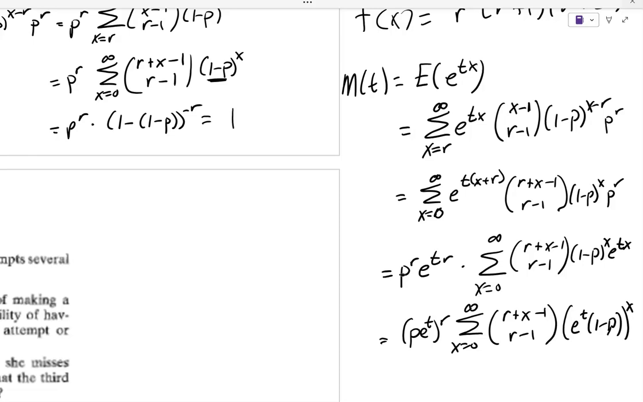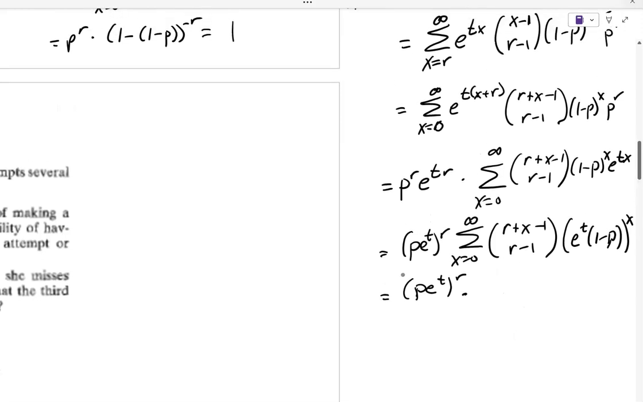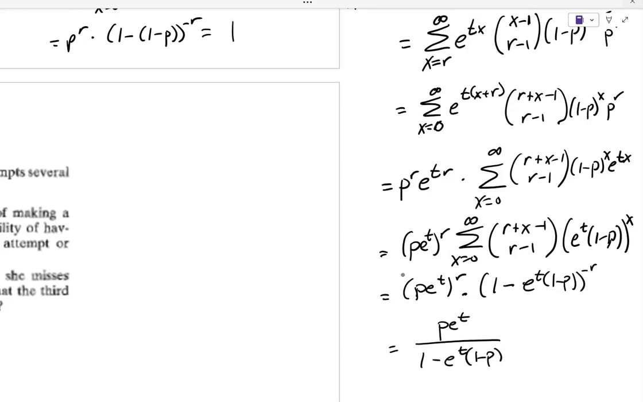So this is going to be p e to the t to the r times 1 minus e to the t times 1 minus p to the negative r. Because we're just plugging in for the function. That's the Maclaurin series for 1 minus x to the negative r. And then we will put everything together this way and raise everything to the r power, right, as the final fraction there.